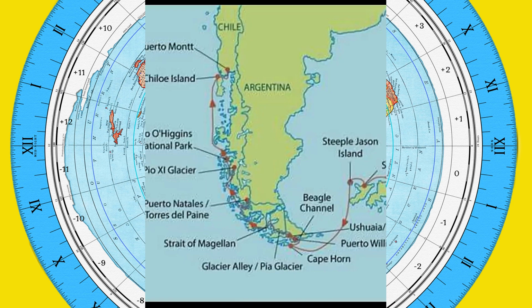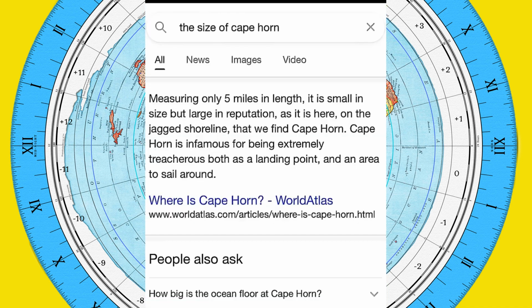And what I mean by that is you cannot see the other side of town from your side of town, even in a small town. Now, let's take Cape Horn, for example. Measuring only 5 miles in length, it is small in size but large in reputation. Okay, so Cape Horn is 5 miles in size. So if you're driving down the road from the human perspective, you can only see about 3 miles to the horizon. You can't see anything past that. And that's a proven fact.